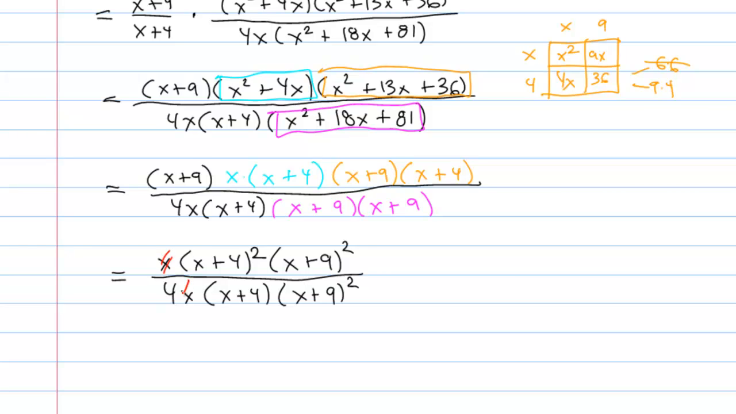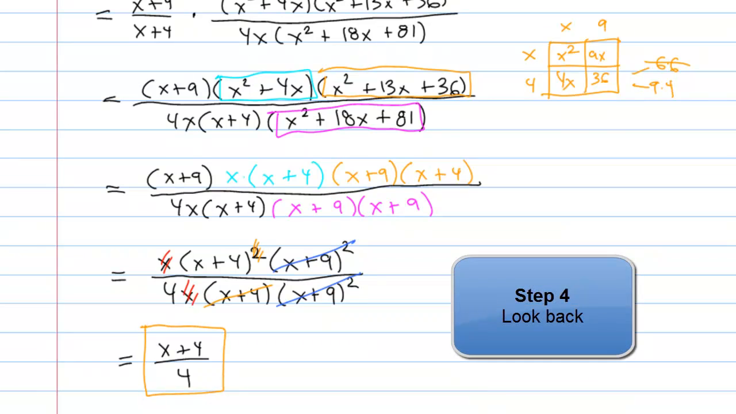The x in the numerator cancels with the x in the denominator. One of the x plus 4s in the denominator cancels with one of the x plus 4s in the numerator. And then the x plus 9 squared in the numerator and denominator cancel completely. And so that's going to leave me a grand total of x plus 4 divided by 4. And so there's our final simplified answer.